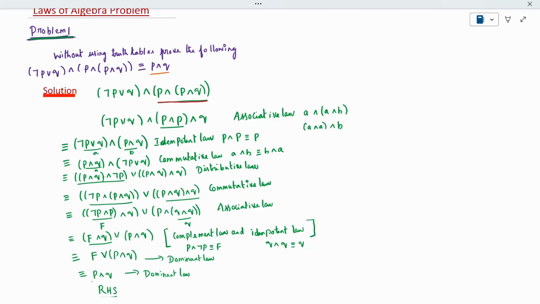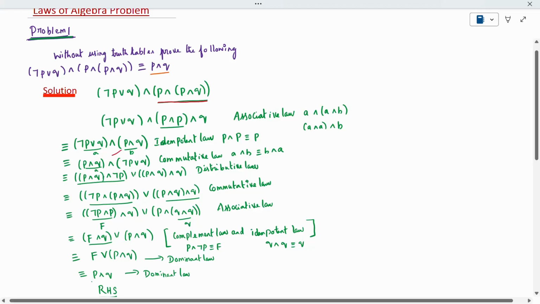Afterwards, I'm going to use the commutative law. Commutative law is nothing but A conjunction B means B conjunction A. Interchange the elements and write. That only I have written. This is A, this is B. As usual, I'm going to write this element here. It is called the commutative law.